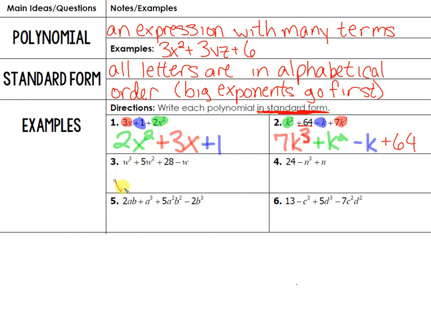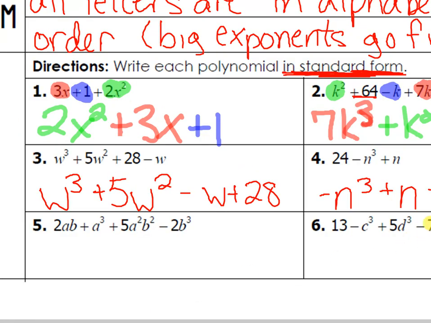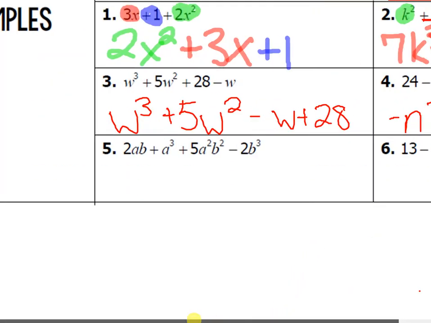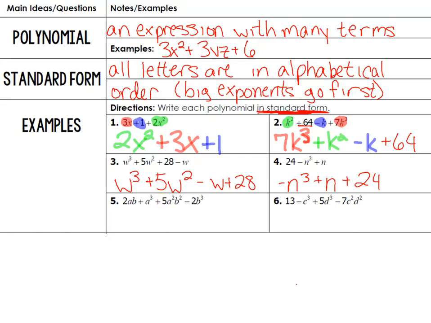So let's go ahead and give answers, just so my absent people have something to check themselves with. Negative n cubed plus n plus 24. So when I look at number 5, it looks kind of ugly compared to the other problems that we just did. Because number 5 introduces a second letter. We now have an A and we have a B.